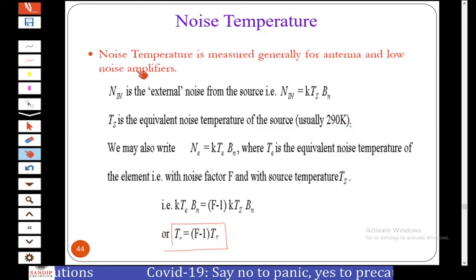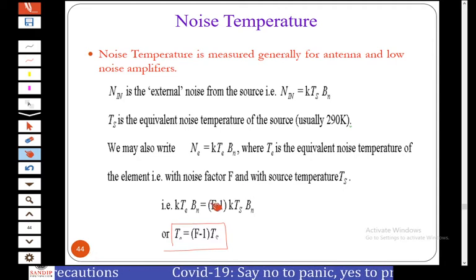Now the noise temperature. Noise temperature is measured generally for the antenna and low noise amplifier. Consider here N_in is the external noise from the source, that is N_in equal to k Ts Bn, where Ts is the equivalent noise temperature of the source, usually 290 Kelvin. Now we may also write N_e equal to k Te Bn, where Te is the equivalent noise temperature of the element, with noise factor F and with source temperature Ts.